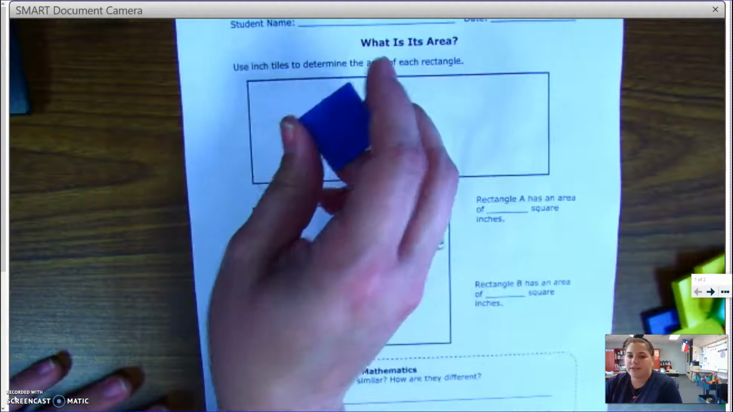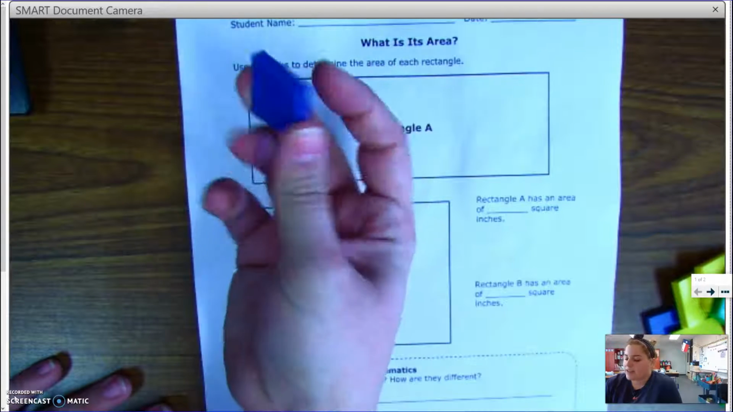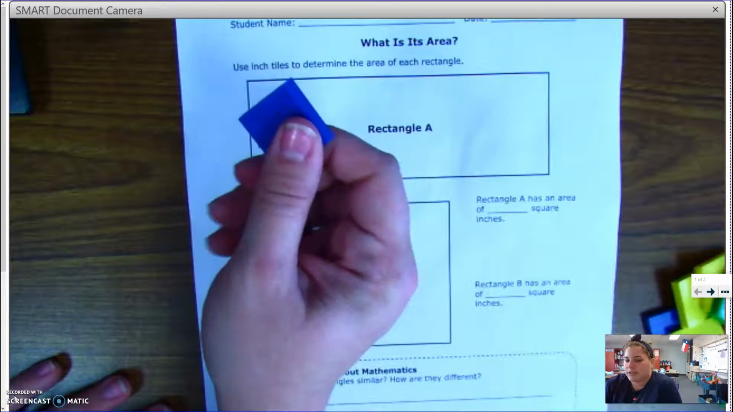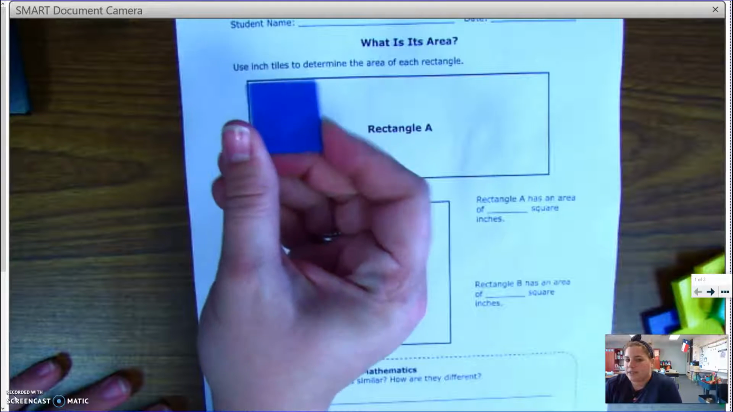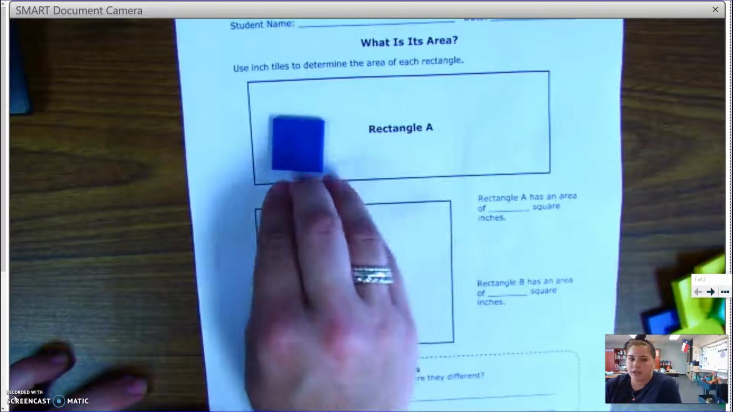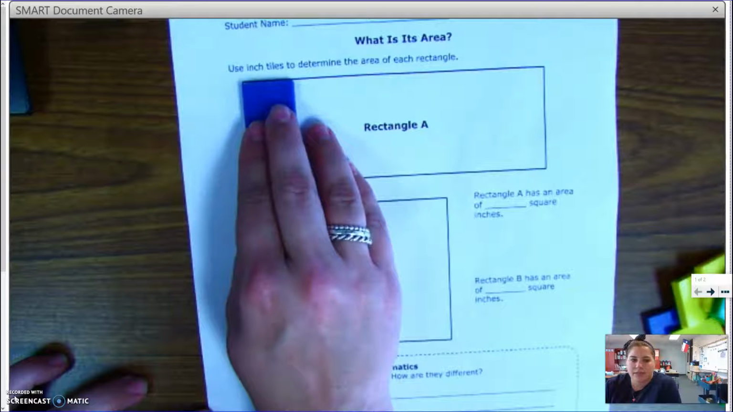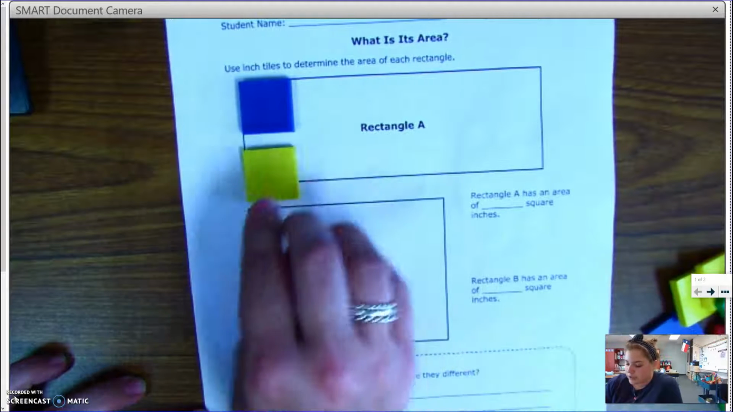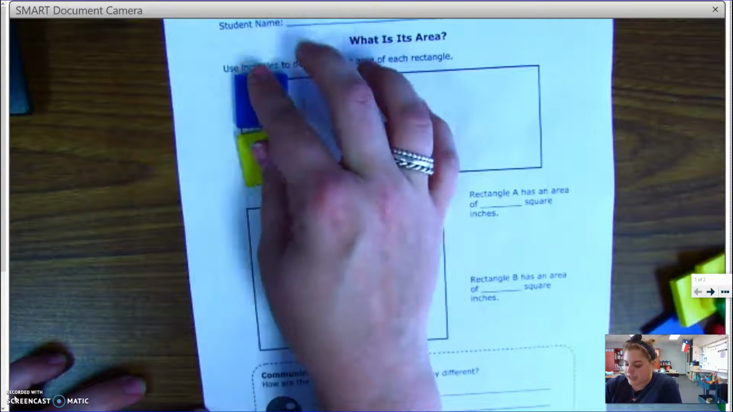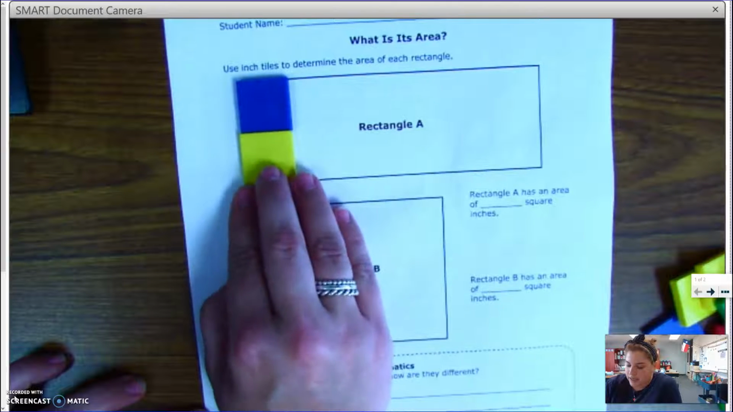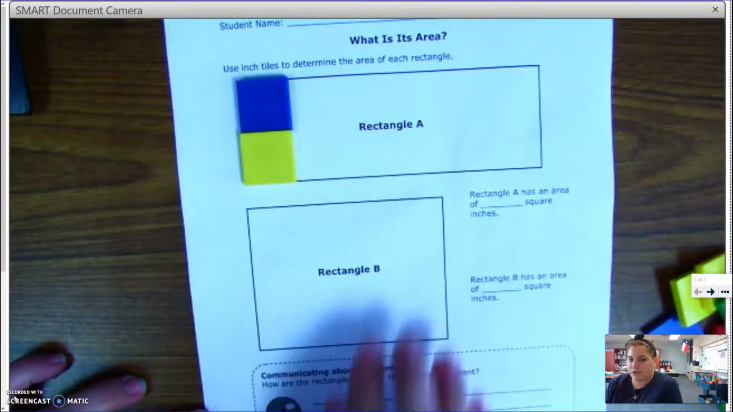And you should have some of these in your KVA bags, but I think everyone might have something different. So if you have something at home that you could use that's about the same size, then you could use that also. When I use these, I'm going to make sure that I line them up perfectly, just like I did whenever I was measuring the length of something. So I can see that I can fit 2 right there.